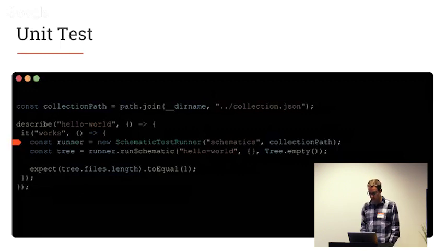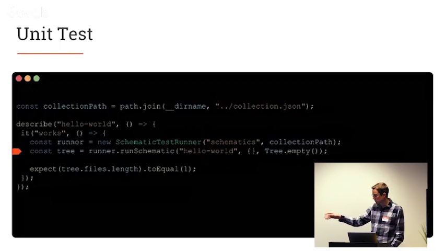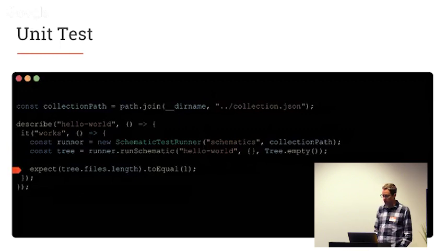So there's a schematic test runner, and we can new that up and provide it the schematics collection path, and we point it to the collection.json file that we defined for our schematic. And then using the runner, we can run the schematic using the run schematic method and tell it what schematic that we want to run. In this instance, we're going to run the hello world schematic. I'm going to give it no options in this instance and then an empty tree. And then I can expect that the tree file's length is now going to be equal to 1 because I created a new file called hello world. So it went up 1.